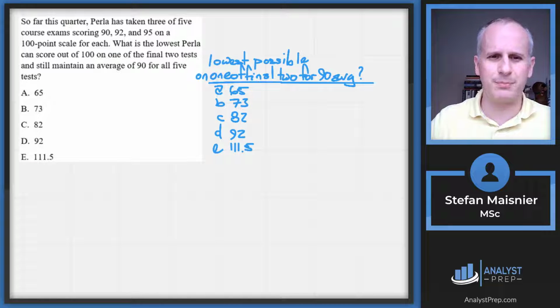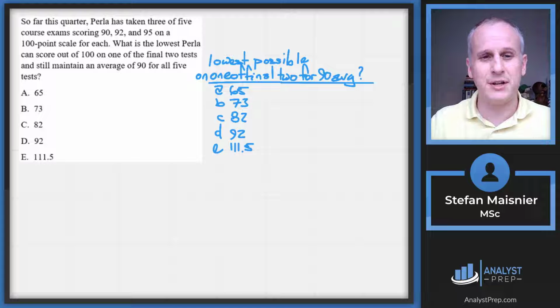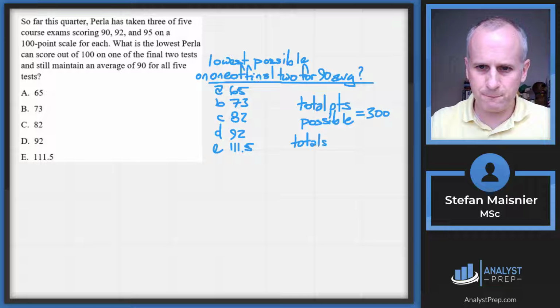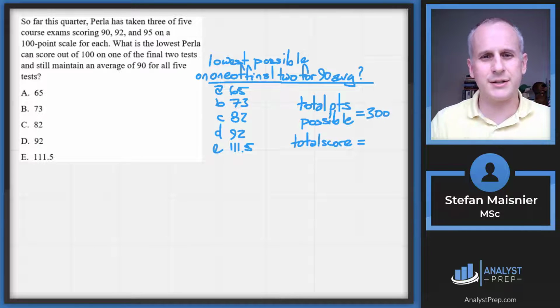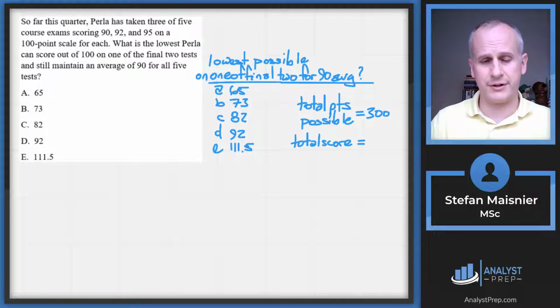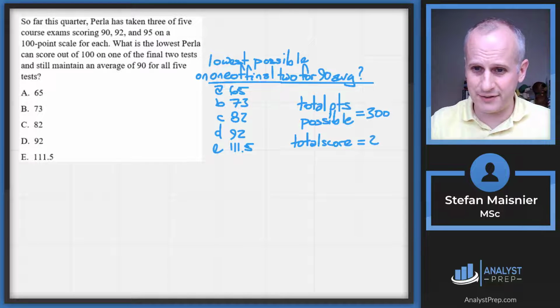So far this quarter, we know that Pearl has taken 3 of 5 course exams, scoring 90, 92, and 95 on a 100-point scale for each. So that means we've got a total points possible of 300. And her total score for the first 3 is going to be equal to 90 plus 92, which is 182, plus 95, which is 182 plus 100 minus 5, so 277 so far.